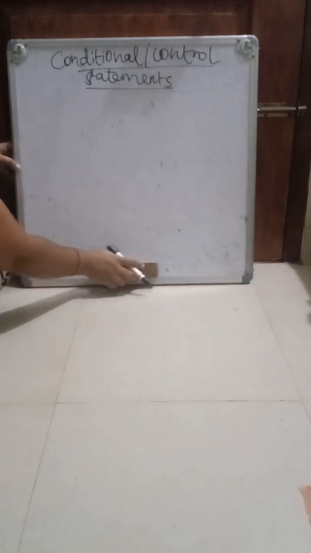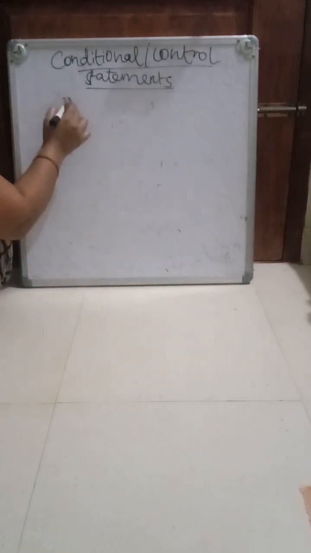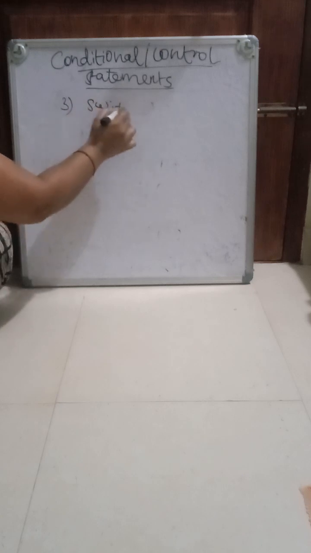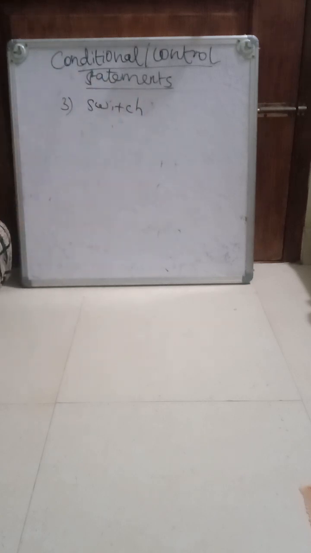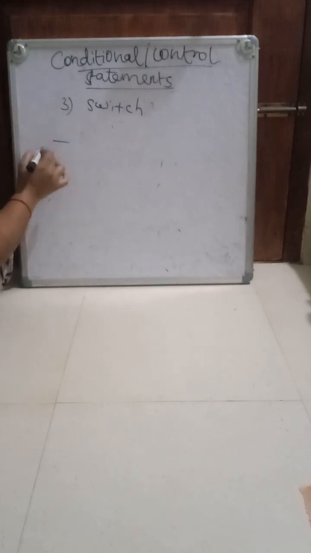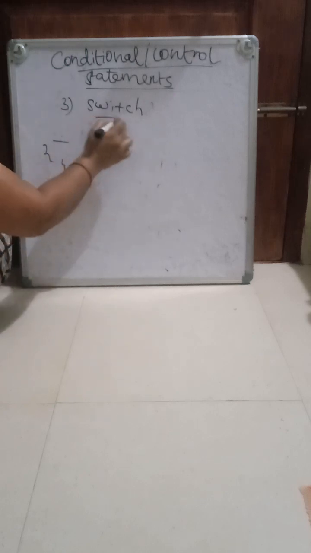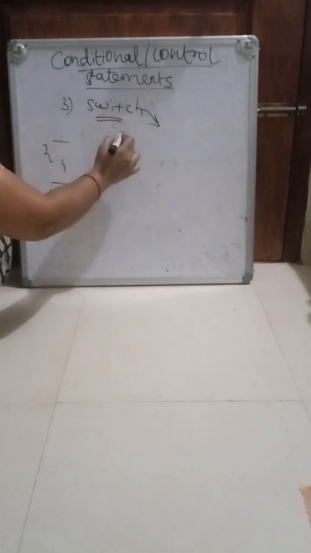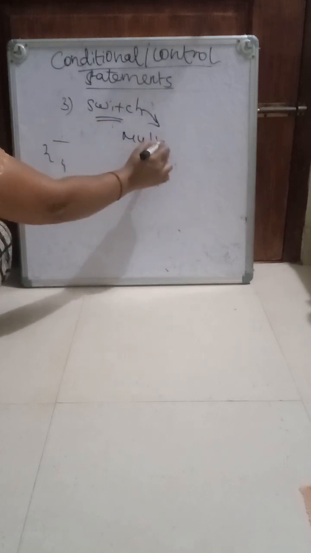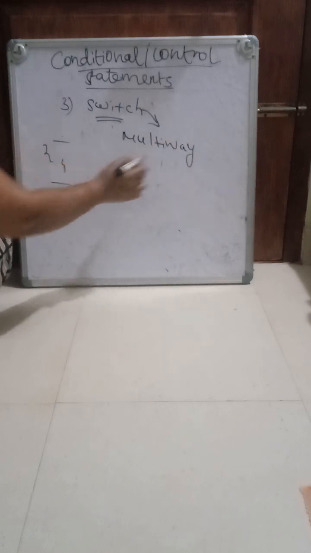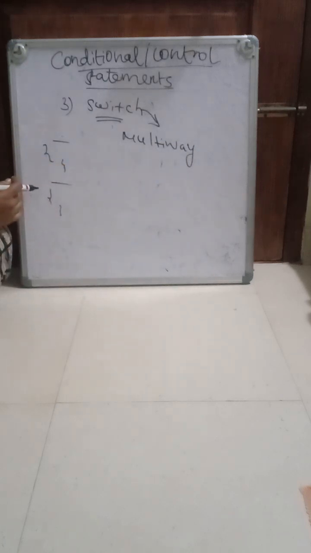And then what else do we have? We have the switch statement. In if else, we give only two outcomes: if the condition is true, we execute certain statements, and if it is false, we execute certain other statements. But the switch case is called a multi-way branching statement. It is called multi-way branching.